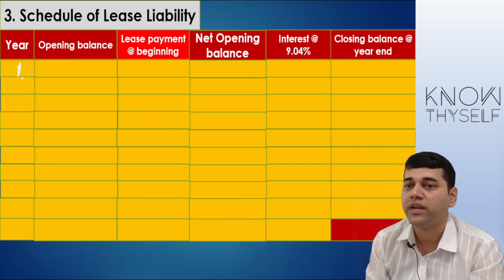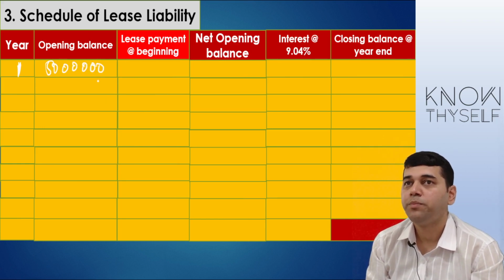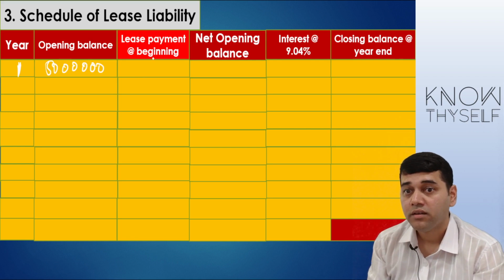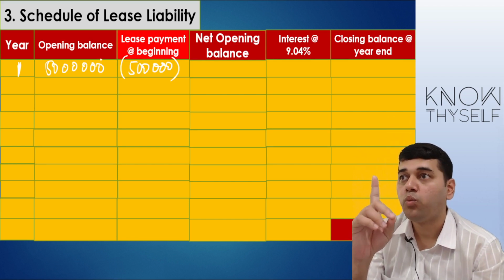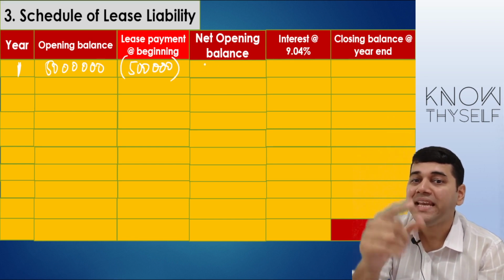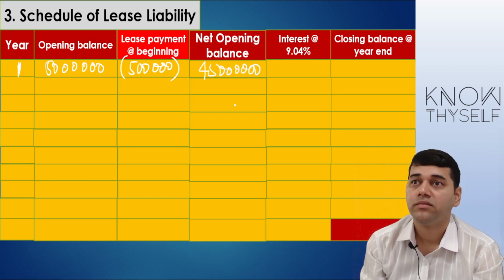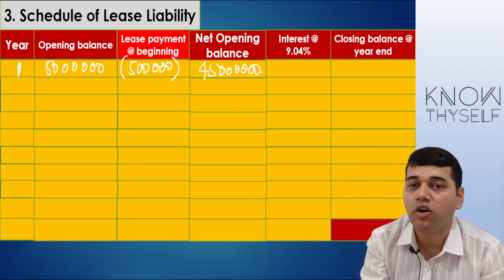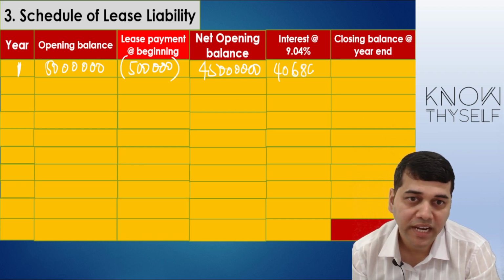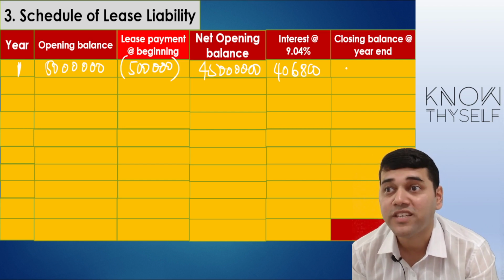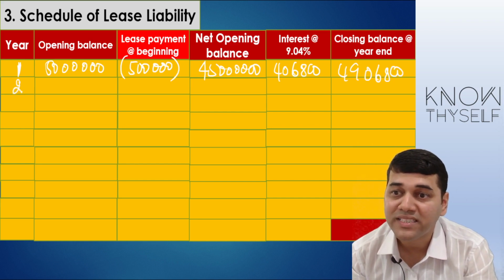Don't write zero. You start with one. What is the opening balance? 50 lakhs. Did you pay anything at the beginning of the year? Yes, 5 lakh. Always remember, interest is at the end of the year. Now, what is my opening balance net? 45. At the end of the year, how much interest will you charge? On 45 lakh, 9.04%, it is 4 lakh 6,800. Closing balance at the end of first year is 49 lakh 6,800, which is going to become your second year's opening balance.